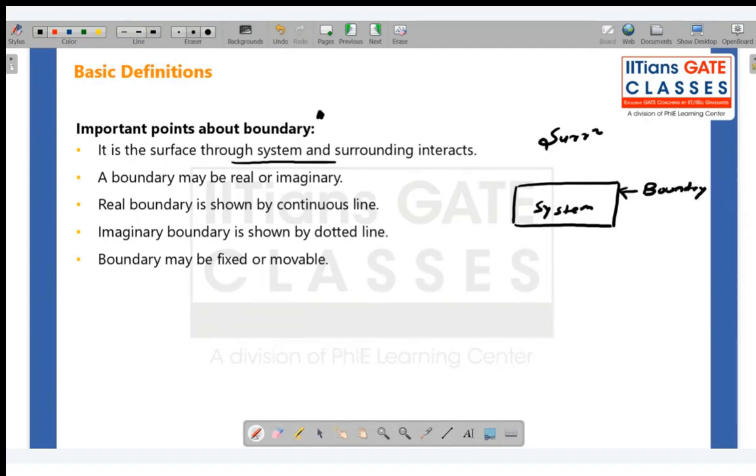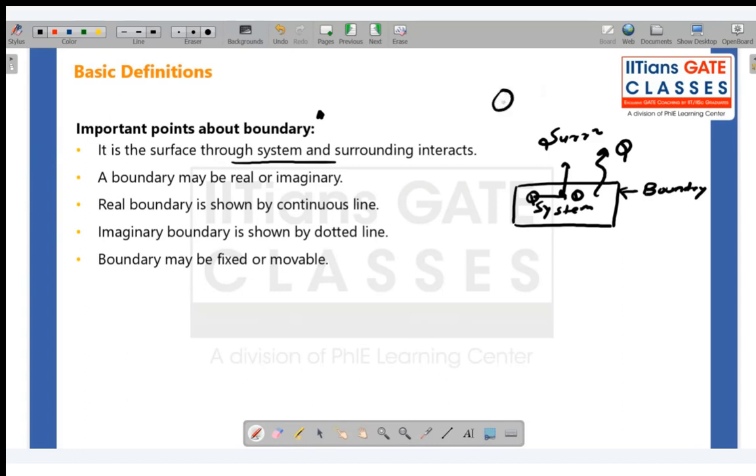Now, if system and surrounding have to interact with each other, how are they going to interact? They have to interact through the boundary. For example, heat transfer: if heat transfer is happening from the system to the surrounding, that means both system and surrounding are involved, so the heat transfer has to cross the boundary. If heat transfer is happening inside the system itself, it is not interacting with the surrounding. So in order for the system and surrounding to interact, that thing must cross the boundary. It should go through the boundary.